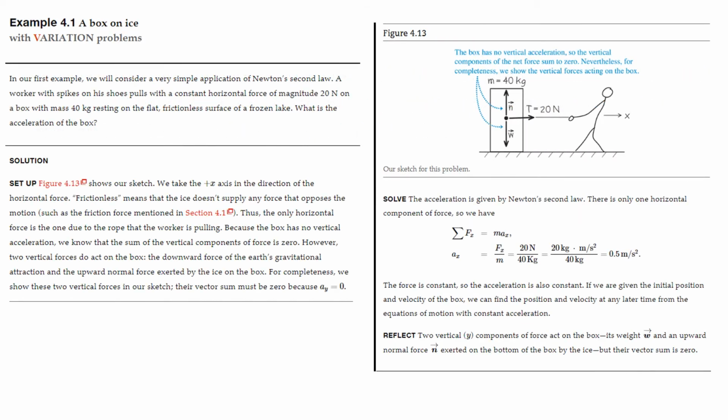Let's look at a few examples. So here we consider a very simple application of Newton's second law. A worker with spikes on their shoes pulls a horizontal force of magnitude 20 newtons on a box with mass 10 kilograms resting on a flat, frictionless surface on a frozen lake. Now you see it's a very slick lake, that's why they need the spikes, and there is no friction. That's probably not 100% true, but that's what we're saying here. We say, what's the acceleration of the box?